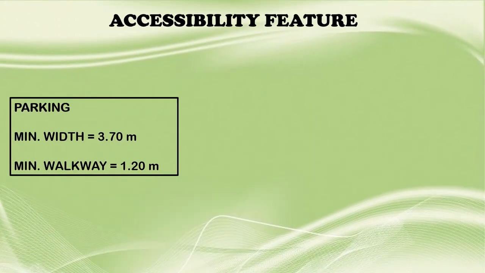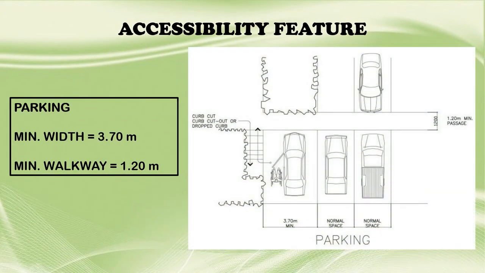Parking. Parking spaces for the disabled should allow enough space for a person to transfer to a wheelchair from a vehicle. Accessible parking spaces should be located as close as possible to building entrances or to accessible entrances. Whenever possible, accessible parking spaces should be perpendicular or at an angle to the road or circulation aisles.